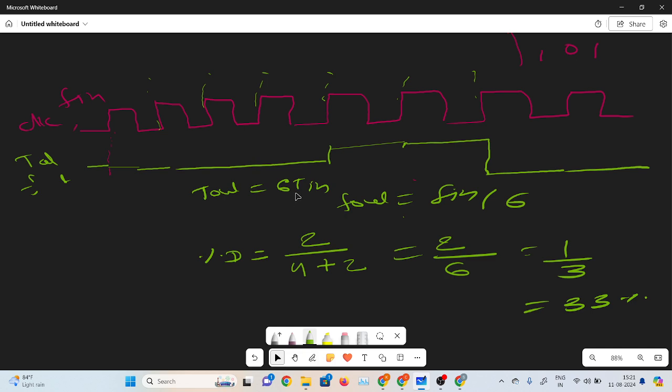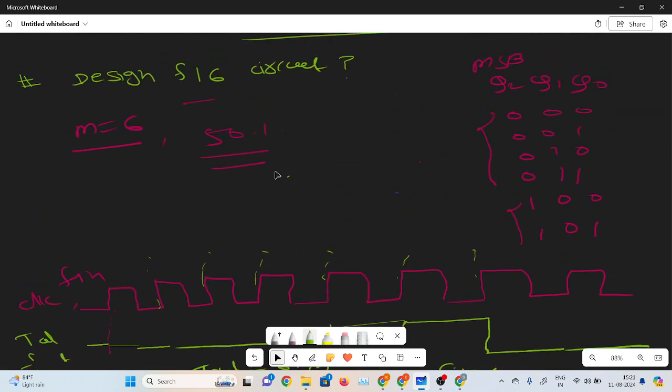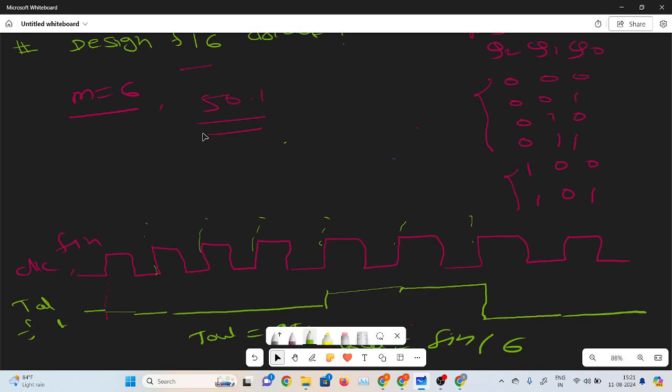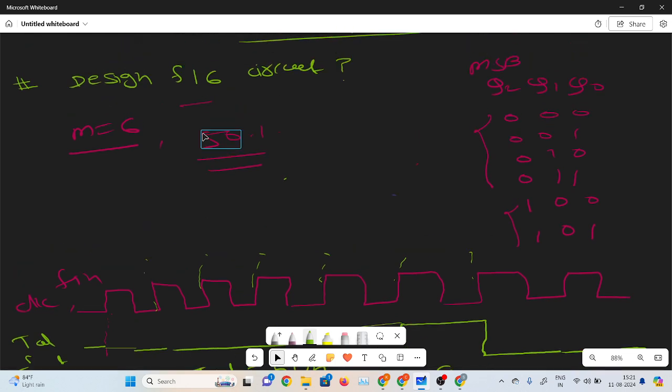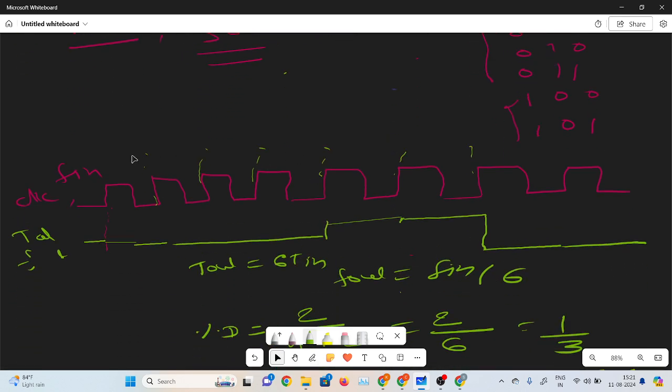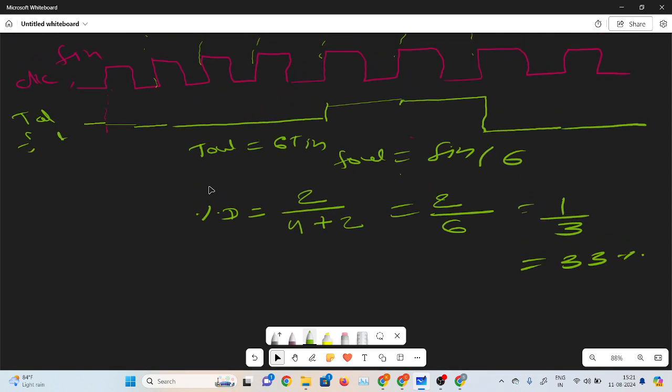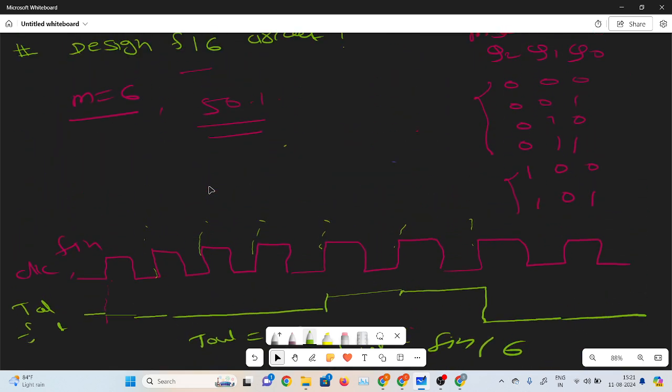So this is a 33% duty cycle. But our question is to design the f by 6 circuit with 50% duty cycle, and here I designed the f by 6 circuit with 33% duty cycle. So how will I change it? This is our purpose.